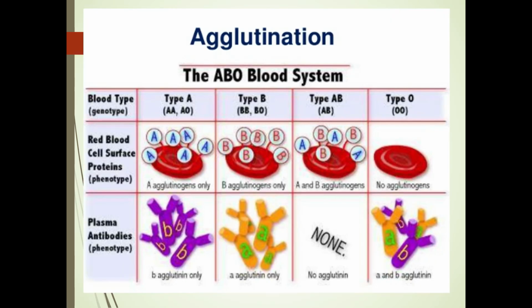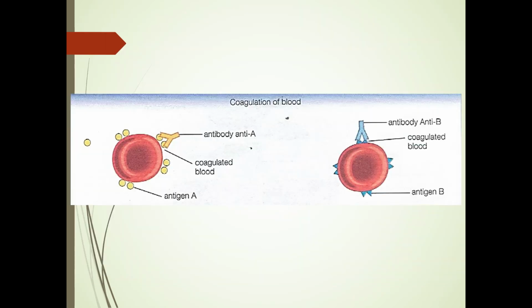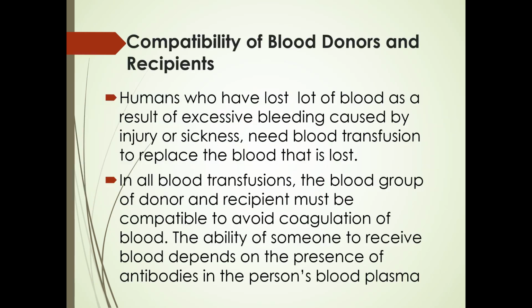And this one I already explained. So this is coagulation of blood. What will happen? See, they bind, right? They bind. So it means the blood will be clumping.